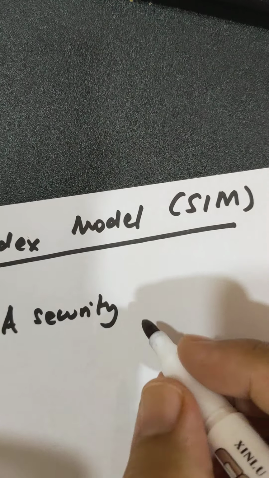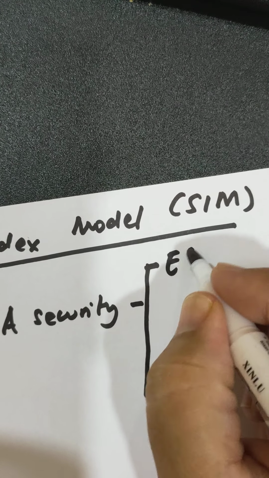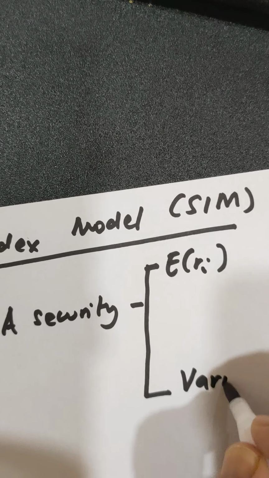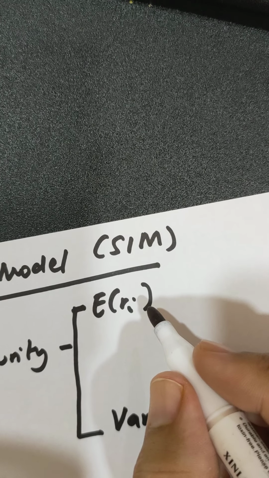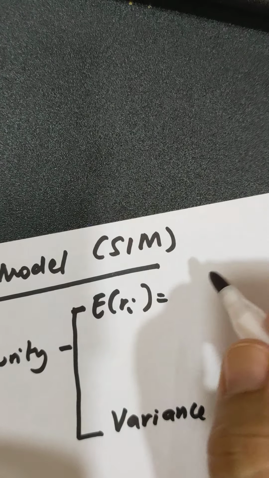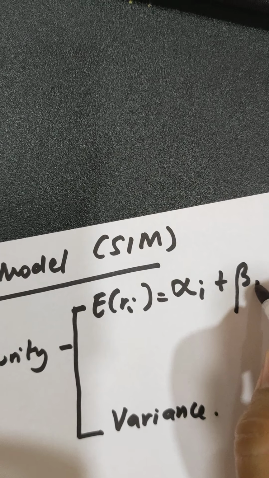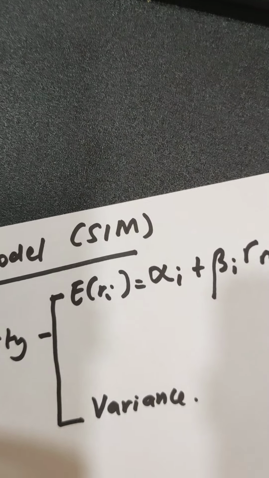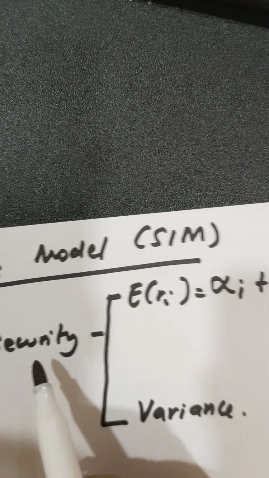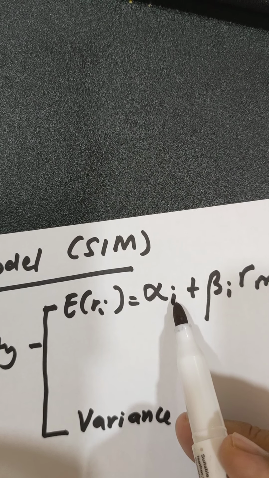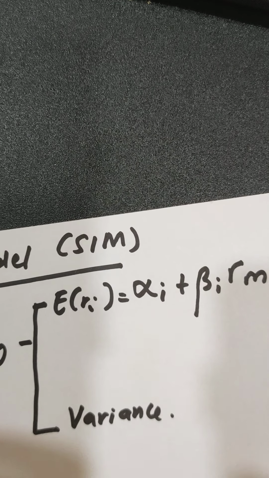Alright, so for a single security, of course you want to search for the return and also variance. For the expected return for a single security, by using the single index model, what you need to do is get the alpha of that security plus beta for that security and multiply with return on market. This is for your expected return for a single security.